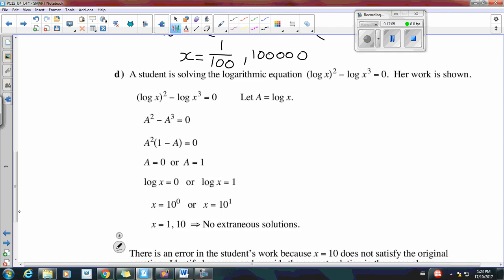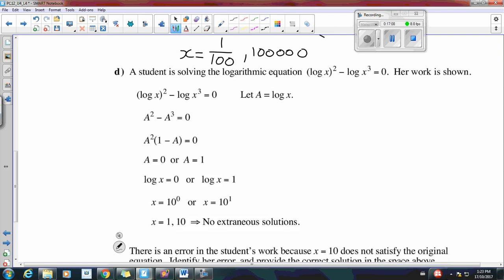Okay, a student is solving the logarithmic equation log x squared minus log x cubed equals 0. Her work is shown. So have a look at this work, and you'll see that she went wrong somewhere. Where she went wrong is recognizing the difference between these two expressions. She treated it as if it said minus log x cubed. But in this case, the exponent was on just the argument.